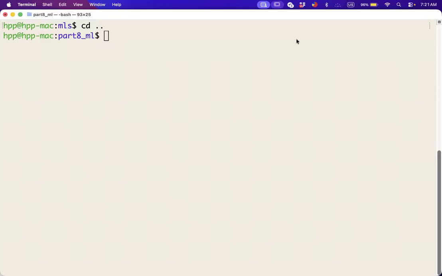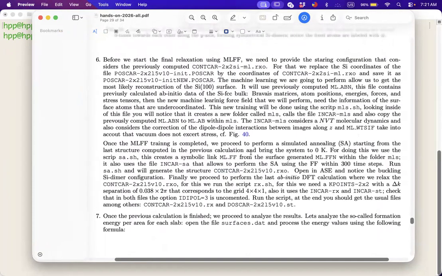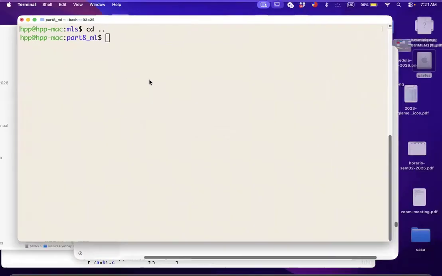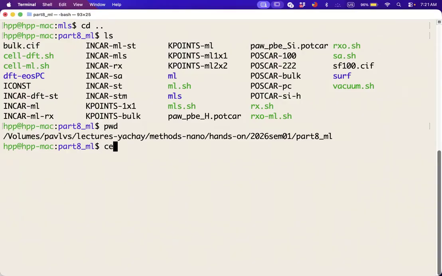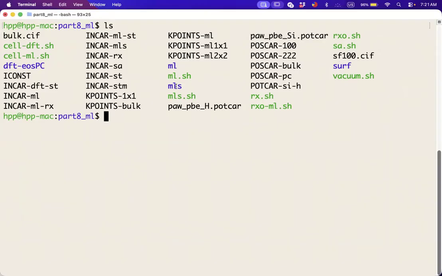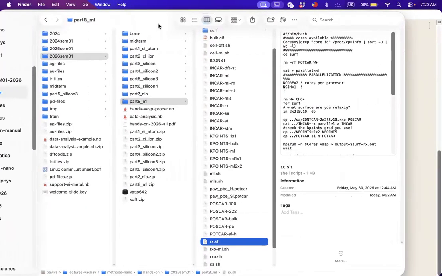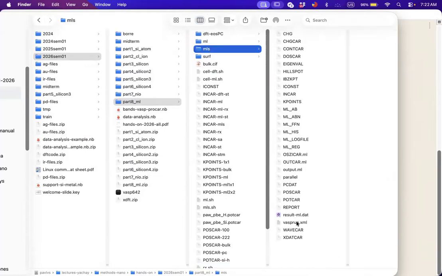Okay, so before we continue the session, you have to run in advance this script, the MLS.sa. As you see, I was running this, this one, MLS. We're running this, and the output of this will be here. So there are the output files that you get.